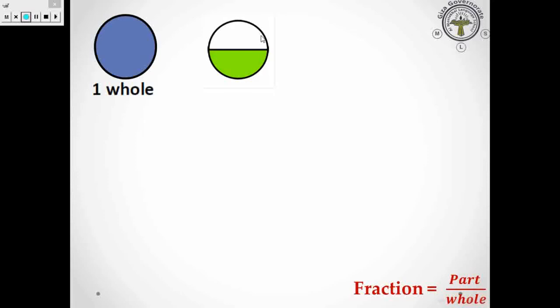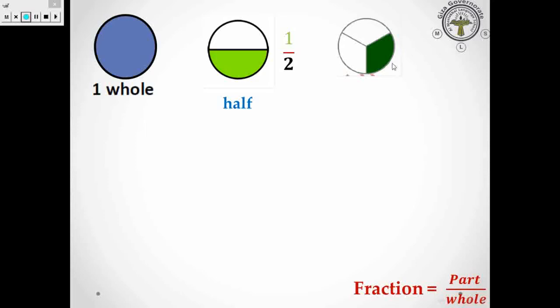How many shaded parts or how many color parts? 1. Right, 1 on top. How many total parts? 1, 2. So write shaded parts on top and total parts on the bottom. It's called half. Repeat after me, half.